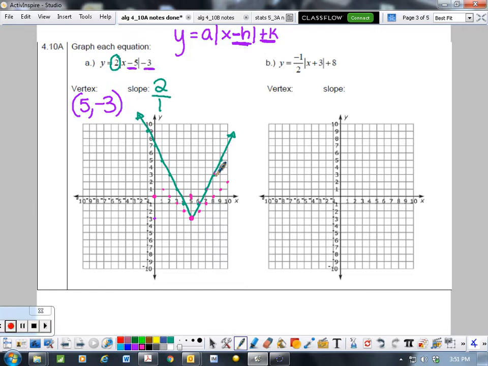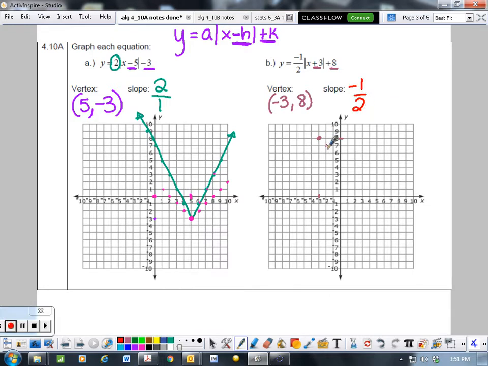Okay, so let's go ahead and look at our next graph. We have our vertex coming from here. So -3, +8. So my x value is -3. My y value is +8. And then we have a slope of -1/2. So that means I'm going to go down 1 and to the side 2 in both directions.